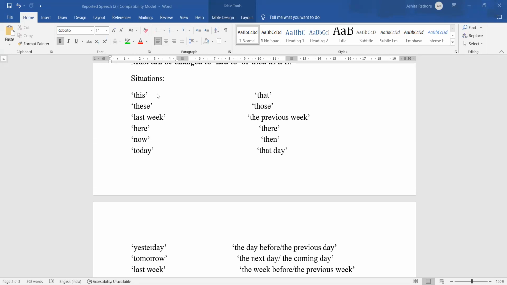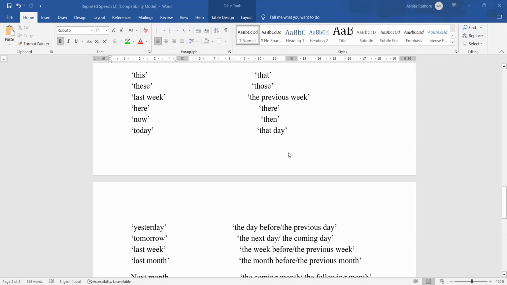This changes to that, these to those, last week to the previous week, here to there, now to then, today to that day, yesterday. Also, if somebody wants, they can screenshot this and remember it, because this change mandatorily needs to take place. If this change does not happen, your sentence ends up being grammatically wrong.